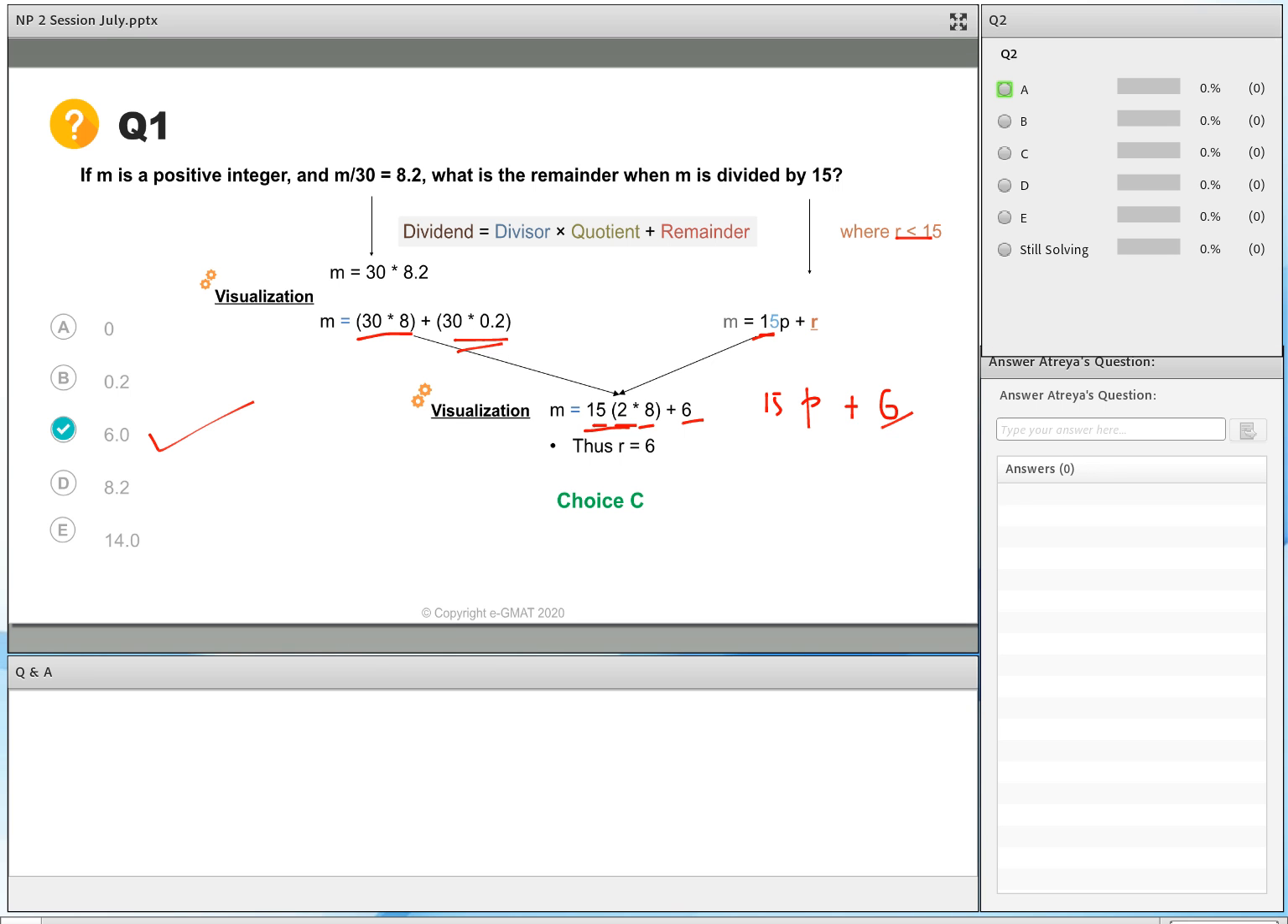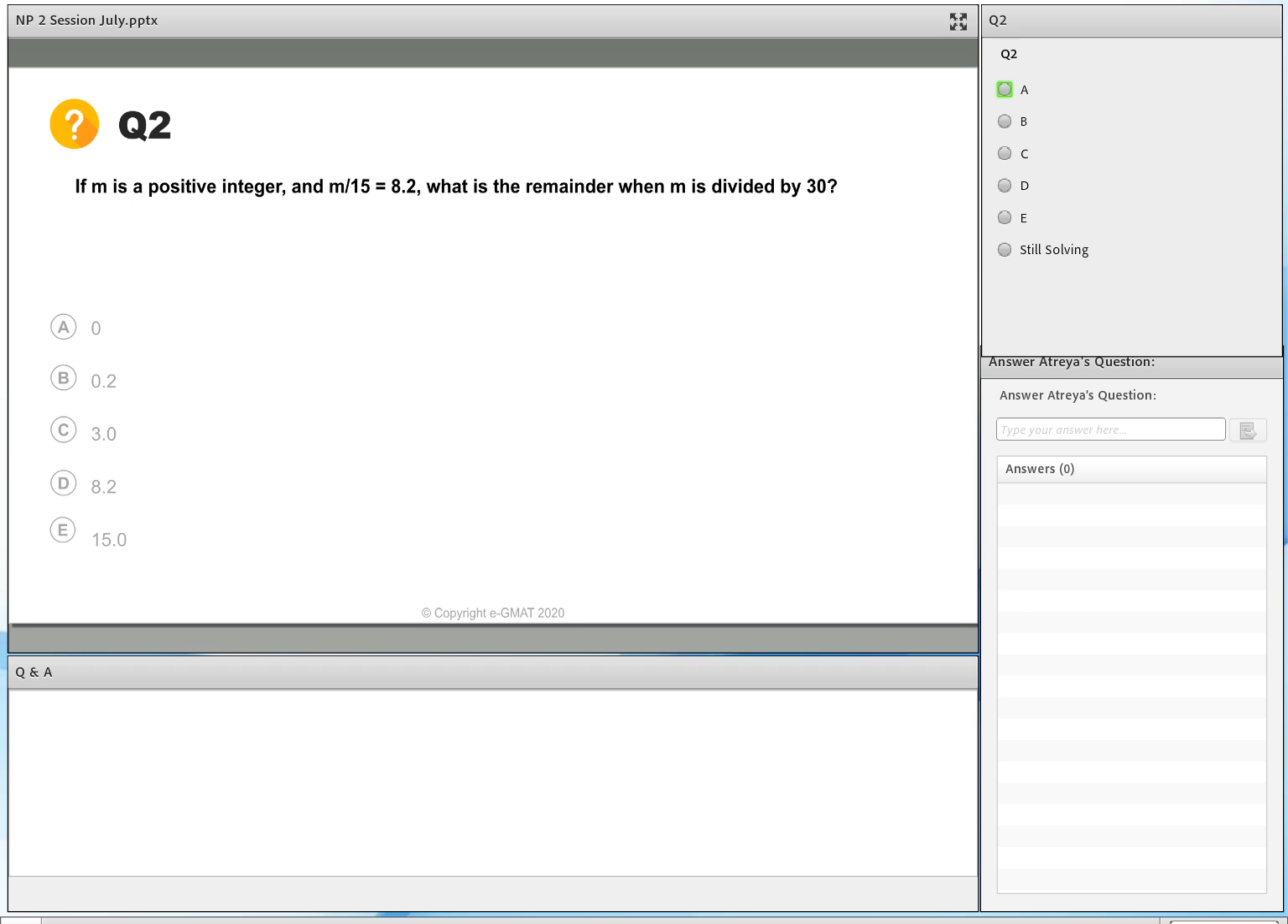So here is the poll for question number 2. Can you please mark still solving very quickly? And then let me give you the second question. I have 39 people, need to get to 50. Okay, let's now move into question number 2. All the best for this one.